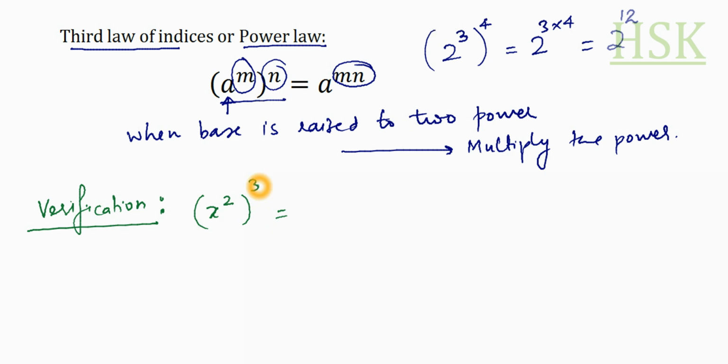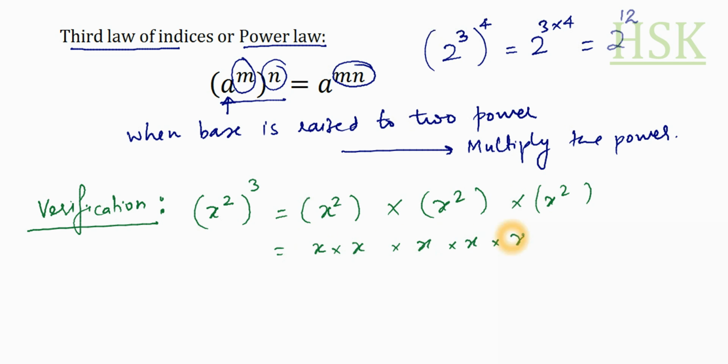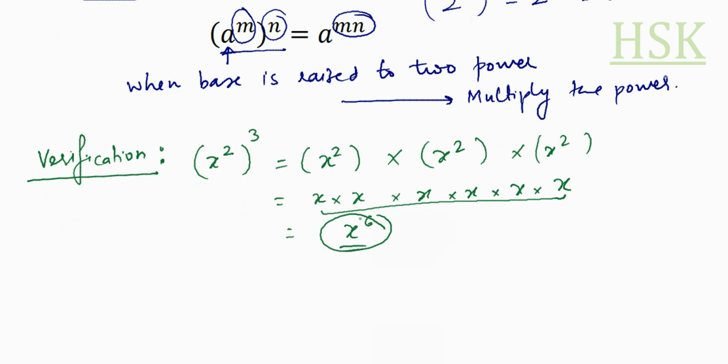So x squared is raised to the power of 3. This means x squared is going to multiply 3 times. And x squared can be written as x into x, x into x, x into x. So here we get x multiplying 6 times. So this is equal to x to the power of 6. Quite easily, no doubt about this. And simply x squared to the power of 3 can be written as x to the power of 2 into 3. When a base is raised to two powers, you multiply the powers. So this will be equal to x to the power of 6.